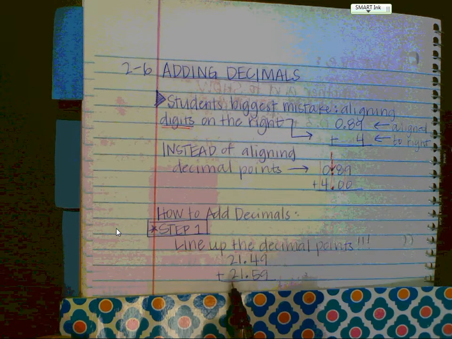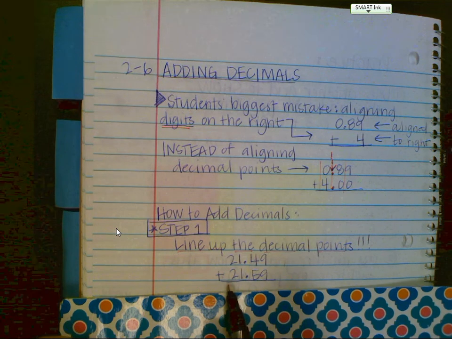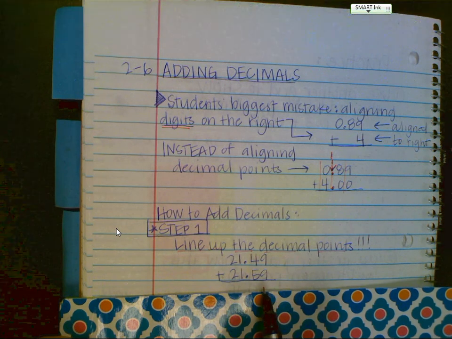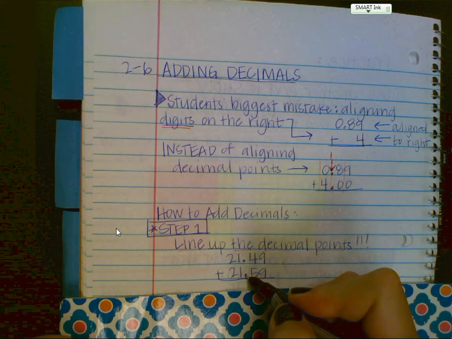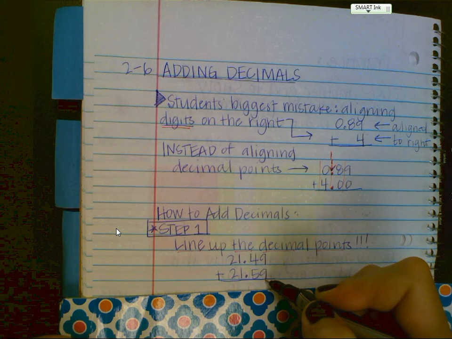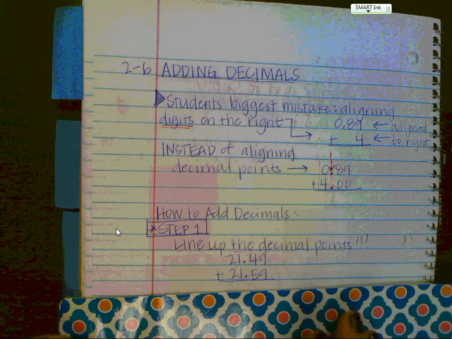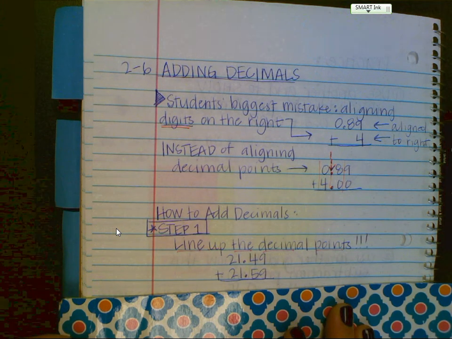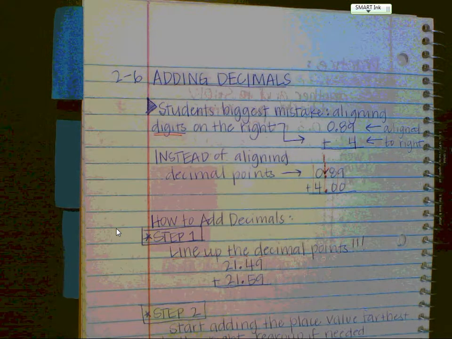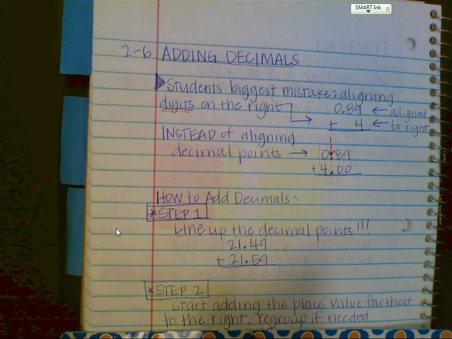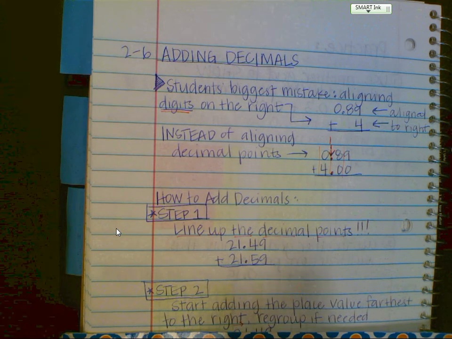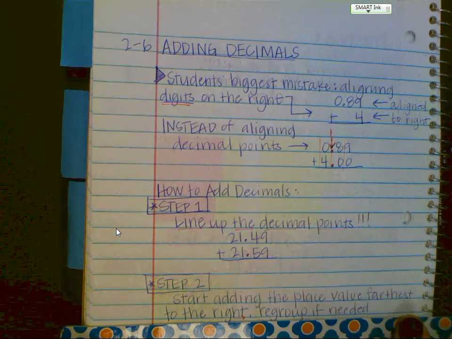So here we have 21 and 49 hundredths plus 21 and 59 hundredths. And I've got my decimal points lined up, and the hundredths are aligned, the tenths, the ones, and the tens. Step 2 is to start adding the place value farthest to the right and regroup if needed.